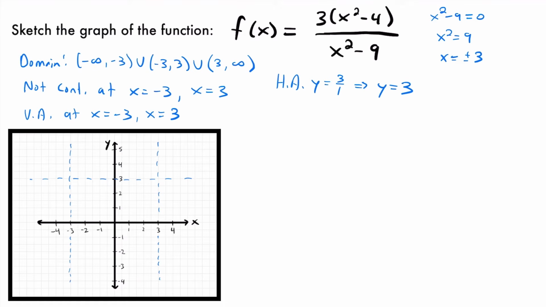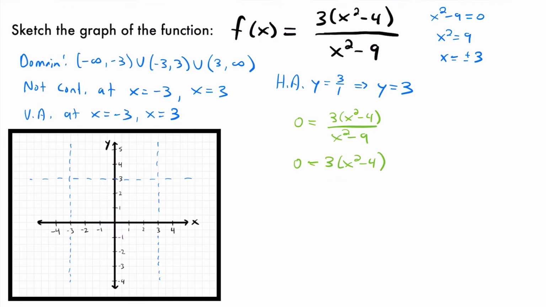And so to find the x-intercepts of our function, we're going to set our function equal to 0 and solve for x. And so if we do that in this case, we'll have 0 equals 3 times x squared minus 4 divided by x squared minus 9. Now, if we solve for x in this case, we're going to have to multiply both sides by the denominator, and that's just going to completely eliminate this denominator because we're multiplying it by 0, and so we're going to have that 0 equals 3 times x squared minus 4.